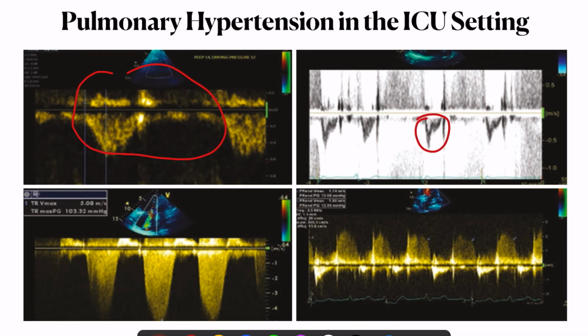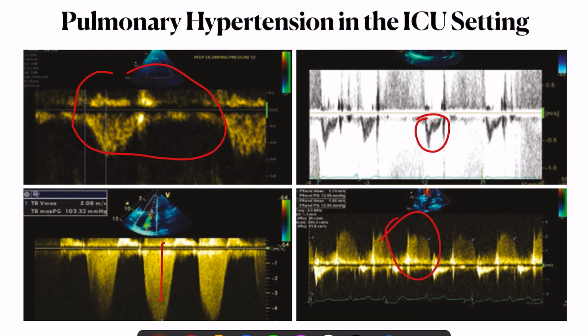Now coming to this, this is a continuous wave Doppler, which is done on the tricuspid regurgitation jet. That is, the maximum velocity is calculated, the TR max value, and the pressure gradient is calculated using the modified Bernoulli's equation. In that, you add the right atrial pressure, and it gives you the pulmonary artery systolic pressure.